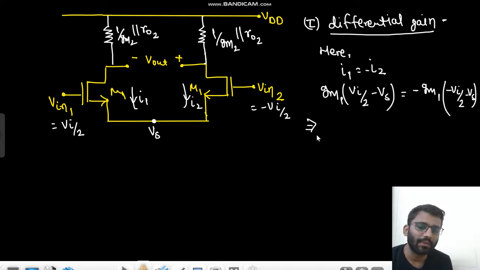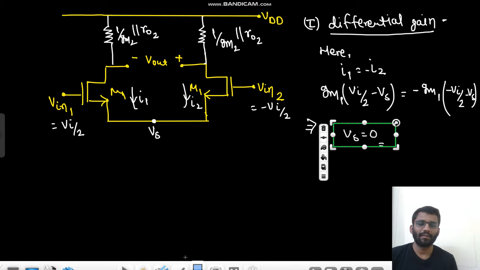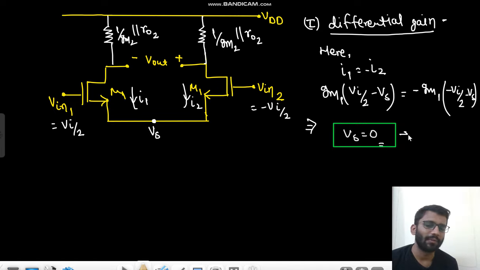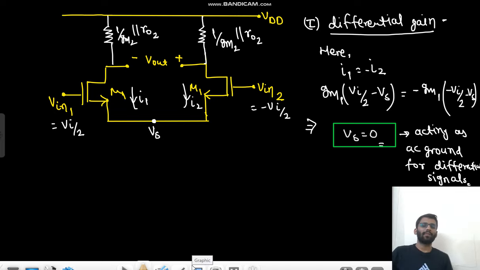So from here what you can see is that you solve this equation, your VS is equals to 0. Okay, because here you can see if VS is equals to 0, GM1 Vin by 2 is equals to GM1 Vin by 2. So your VS is equal to 0. So it is acting as an AC ground for differential signals.